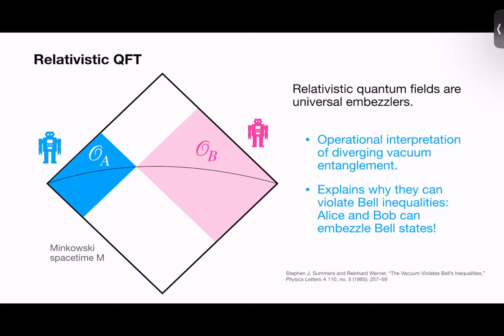The second nice thing is that in 1985, Stephen Summers and Reinhard Werner showed that from a relativistic quantum field, you can violate Bell inequalities maximally without actually setting up a source. You just do measurements. And now our embezzlement result explains very clearly why this is the case. Because if you have such a situation, what Alice and Bob can simply do is embezzle a Bell state and then just do any old Bell measurement experiment, and therefore violate Bell inequalities as much as they wish.